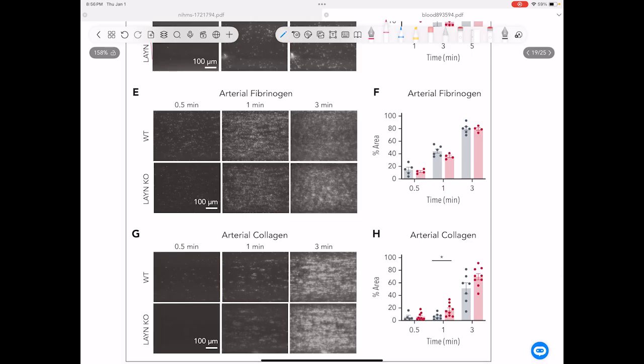And now we do arterial flow. This is the fast flow. And unfortunately, it looks like the arterial has enough shear force to overcome that phenotypic difference because we lose the hyperactive phenotype in our Layilin knockout. Speed overcomes phenotype difference.